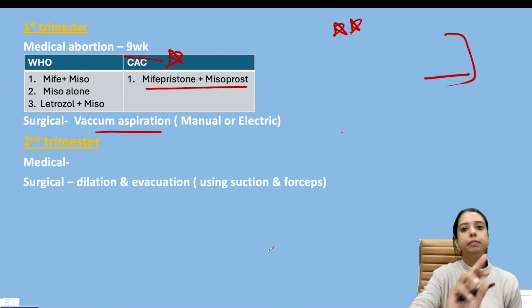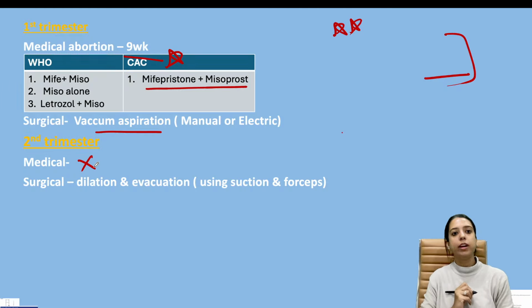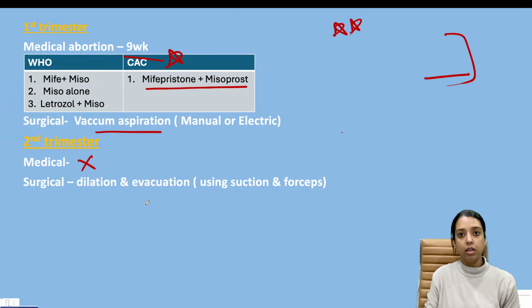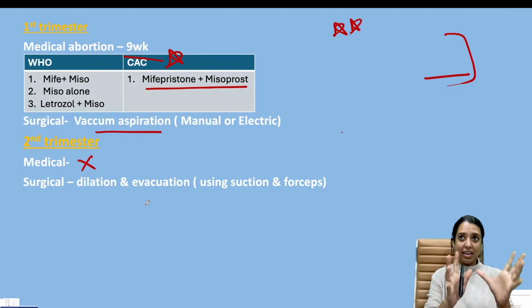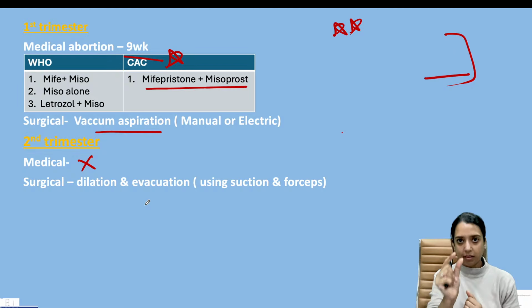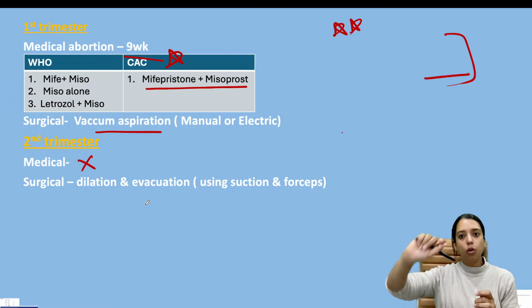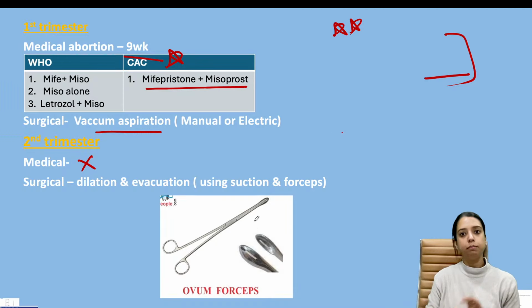Second trimester. पहली बात तो second trimester में medical abortion is not done. According to our guidelines, only surgical is done. And now the surgical method is dilation and evacuation. It is not vacuum aspiration. You can't just remove a big pregnancy with vacuum only. What you need is dilate and evacuate. Evacuate मतलब होता है empty करना. So the term is, remember, the focus on the term. The question will be asked on those terms. Dilate and evacuate. Evacuate using this ovum forceps and the suction, both.